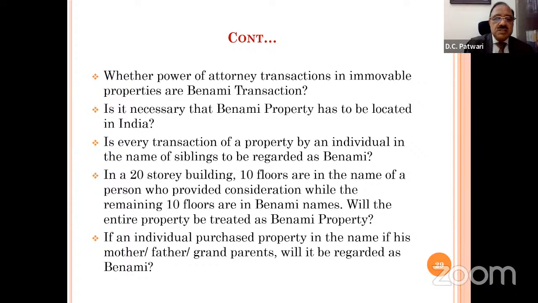The next is, is it necessary that Benami property has to be located in India? There is no rule under the Income Tax Act that a Benami property has to be located in India only.